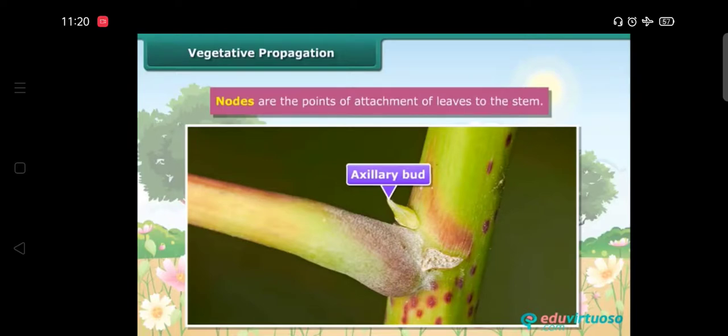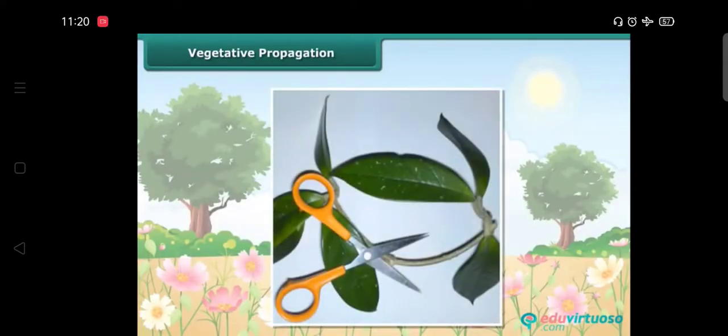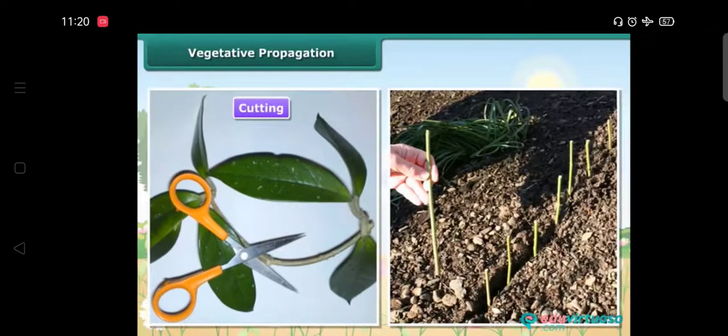In some plants like rose, small portions of the stem containing small nodes are cut from the plant. These cut portions are called cuttings. These cuttings, if planted and watered, can produce new rose plants.